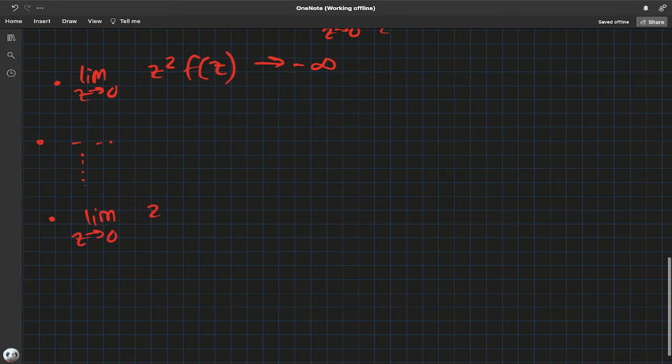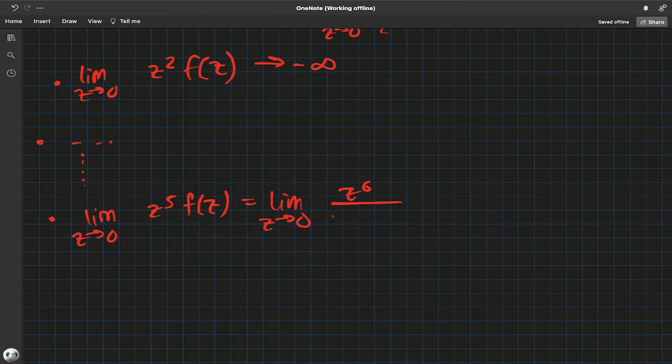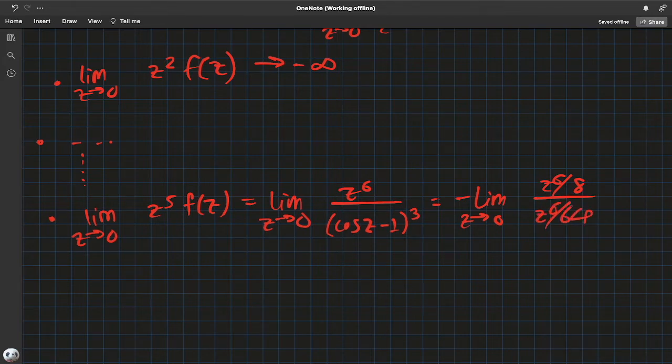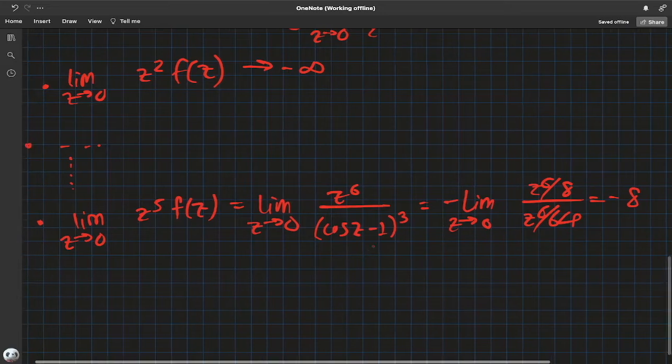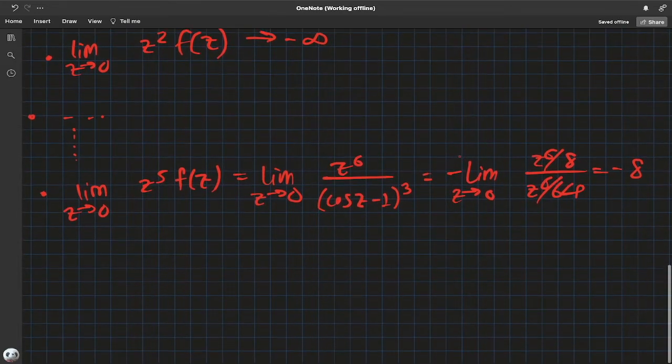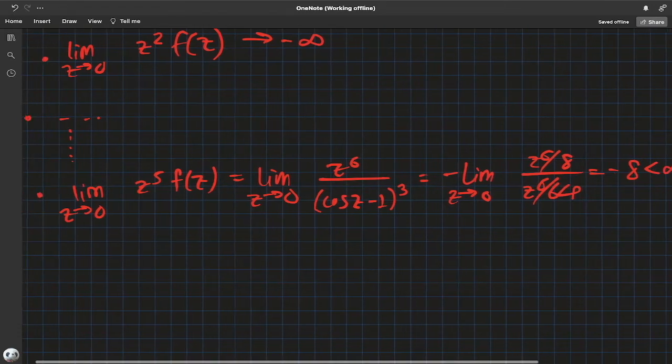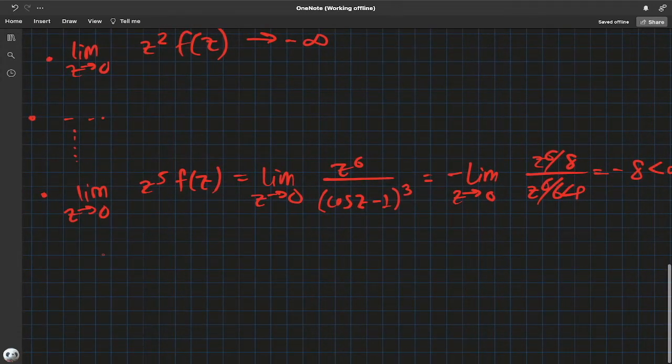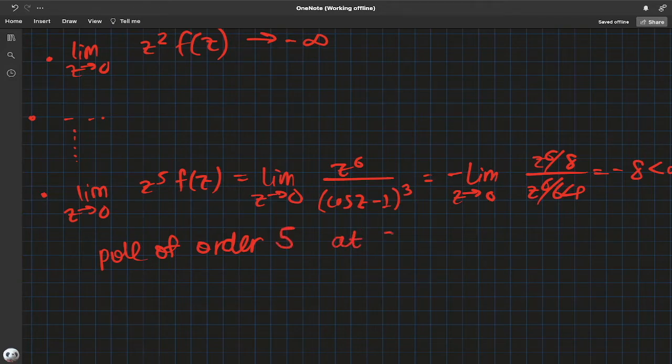which means we need to check the limit z equal to 0 of z to the 5th f of z, which turns out to be limit z goes to 0 of z to the 6th over (cosine z minus 1) cubed. Repeat those steps as before. z to the 6th over 64, and you get negative 8. So you see for this guy it's finite. For z to the 5th it's finite, which means we have a pole of order 5 at z equal to 0.